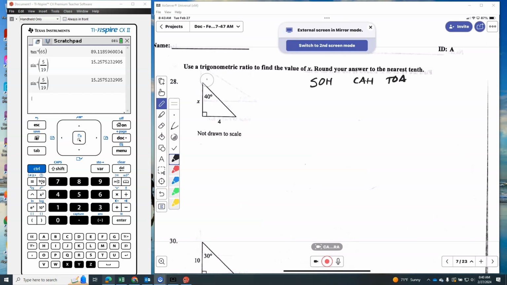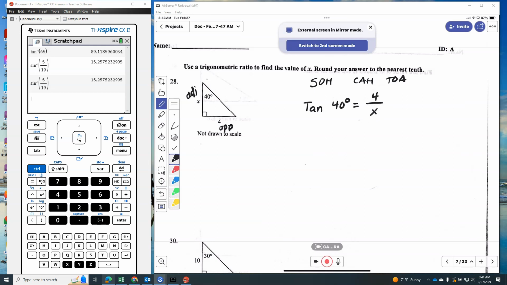So here is the angle. This is the adjacent side. And this is the opposite. So which is usually opposite and adjacent? It's going to be tangent. So you write tangent of 40 degrees, which is going to be opposite. In this case, it's 4 over the adjacent, which is x.